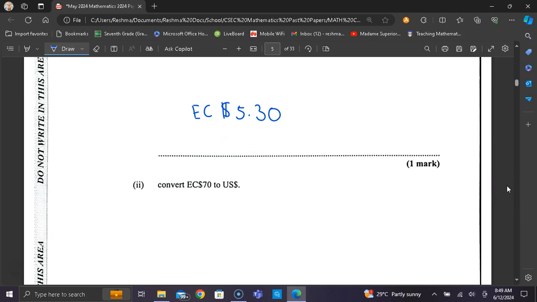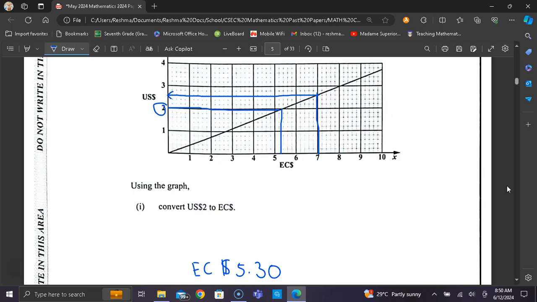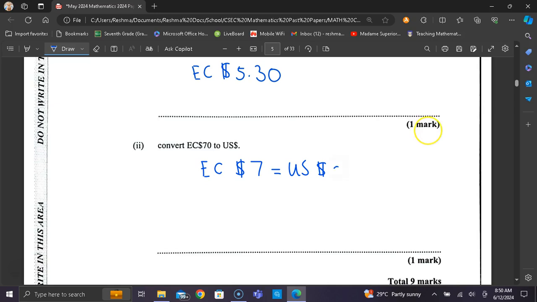All right, so if EC $7 is equivalent to US, all right, how much did we see again? That was $2.60 US. Then therefore EC $70 will be equivalent to US, and if I multiply that by 10, 2.60 multiplied by 10 will be $26 US.